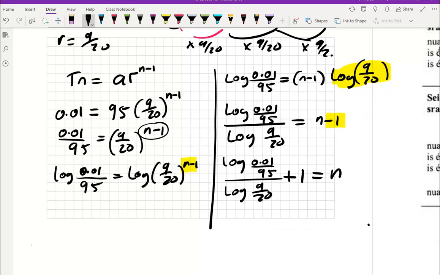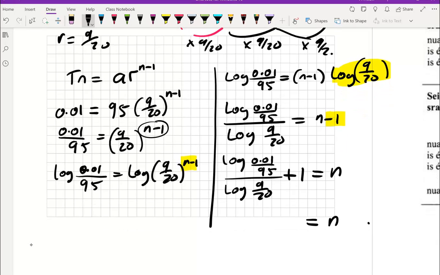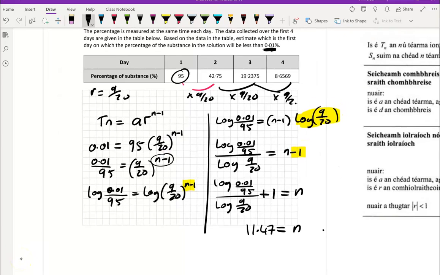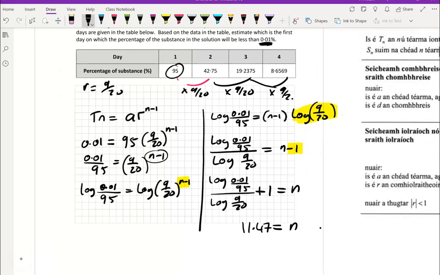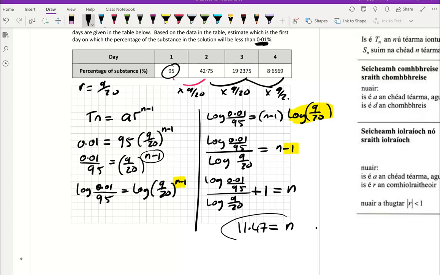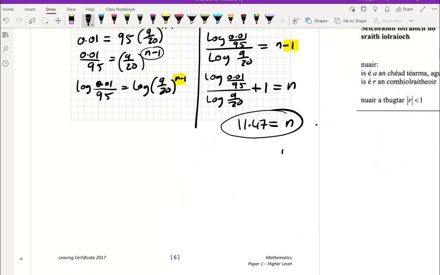And that should give me my value for n, the day that is equal to 0.01%. So on the 11.47th day, it'll be equal to 0.01, but obviously we're looking for less than 0.01, and it's not 11.47, so it'll have to be the 12th day.